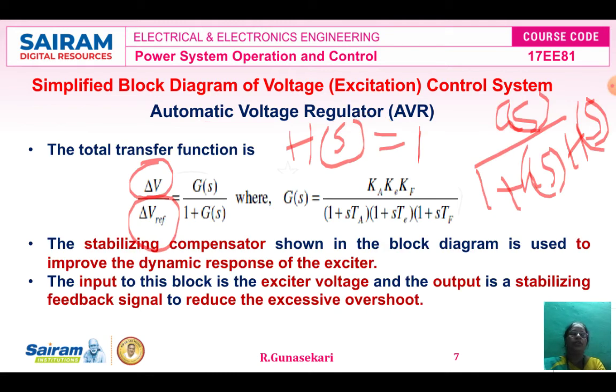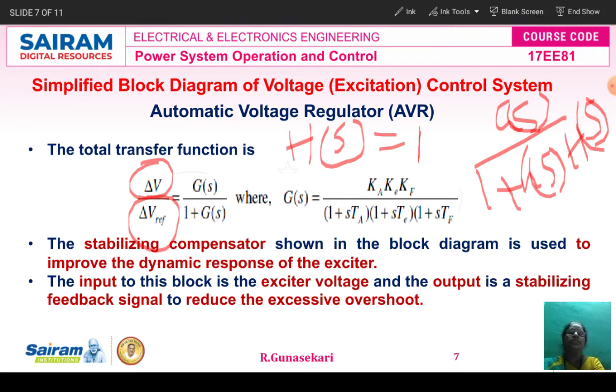Therefore the total G of S is equal to Ka divided by 1 plus S into Ta, multiplied by Ke divided by 1 plus S into Te, multiplied by Kf divided by 1 plus S into Tf. I already told you the stabilization circuit is used to improve the dynamic response of the exciter, that is, the output of the exciter only.